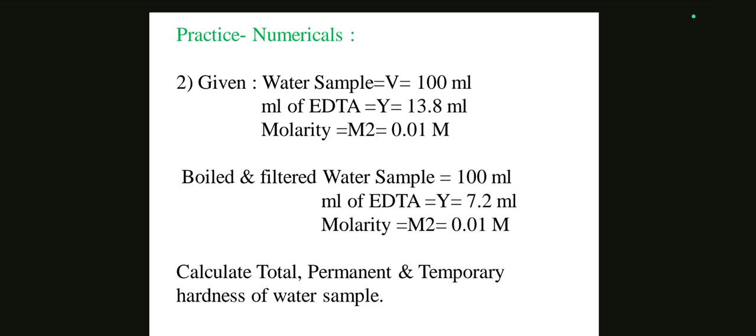So the way we solved in numerical 1, same way you have to solve here. Part 1 will give you total, boiled and filtered will give you permanent. So total minus permanent, you will get temporary. Alright.